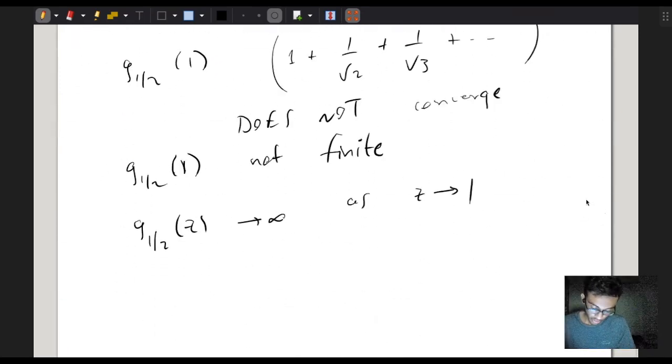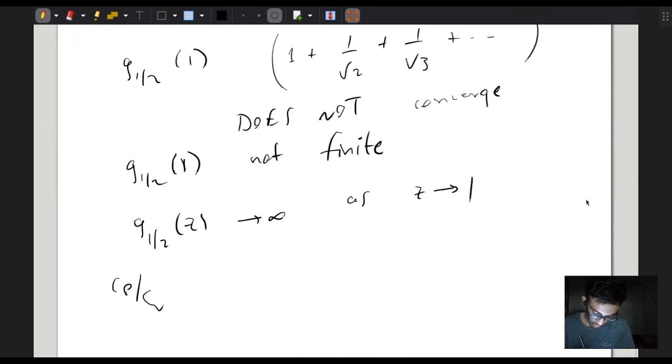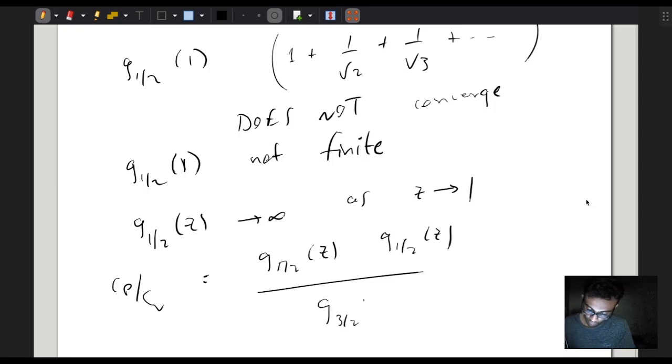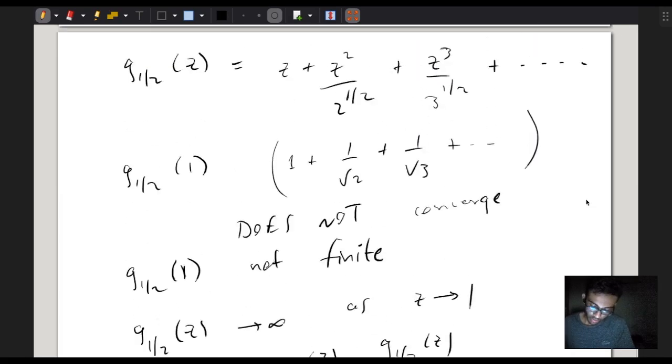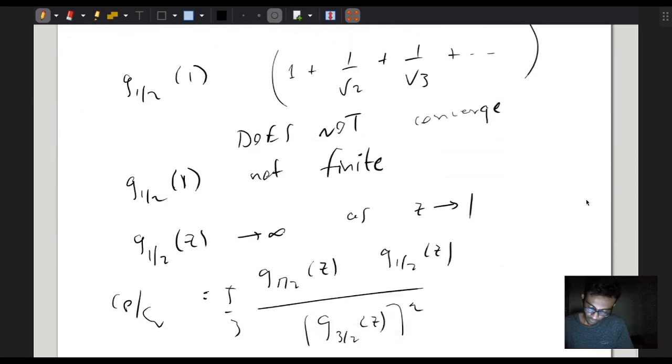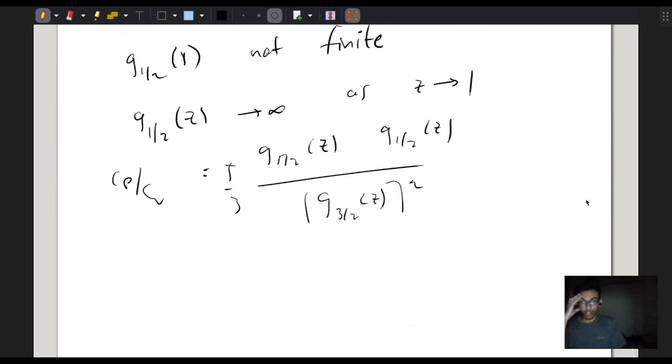So let's just write this equation again. Cp by Cv is G5 by 2 of Z. Yeah, so this is the equation we had. Some 5 by 3 is there. So now we just discussed that as you take Z to 1, this quantity, G 1 by 2 of Z blows up, but the remaining quantities are finite, so the RHS blows up.